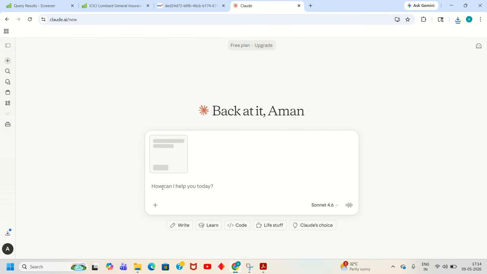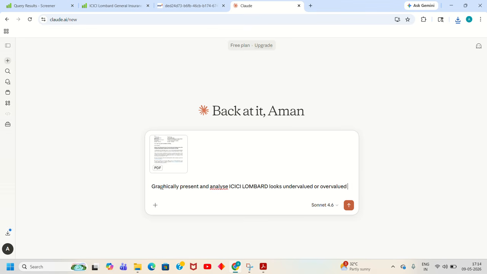Now we would be writing a prompt. Firstly, we would be writing graphically present, as it is much more convenient for visualization. Present and analyze ICICI Lombard looks undervalued or overvalued based on PE, price to earnings ratio, growth ratio, return on equity, debt, industry comparison, and future growth potential.